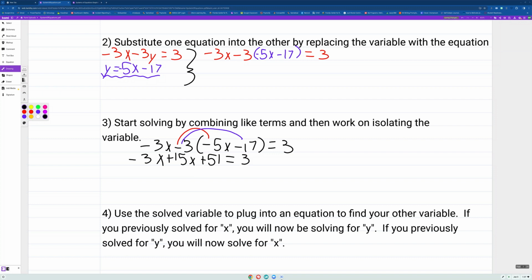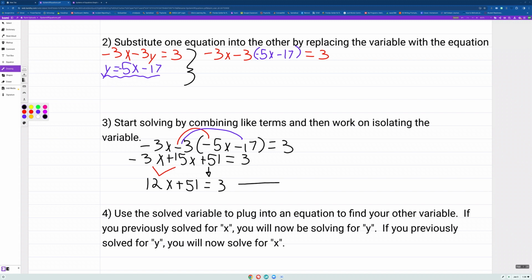So now I need to look at my equation and ask myself if there's any like terms that I need to combine. So I'm looking and I see -3x plus 15x plus 51 equals 3. I noticed that I said x twice, which means that there's two of the same variable, which means that those are like terms. So I'm going to go ahead and combine my -3x and my 15x, and that's going to give me 12x. And then I'm going to bring down my 51, and it's a positive 51, so I have to make sure I have that plus sign. And all of this is still equal to 3.